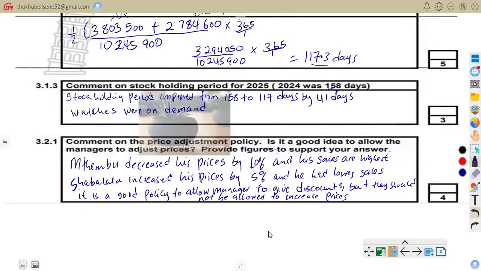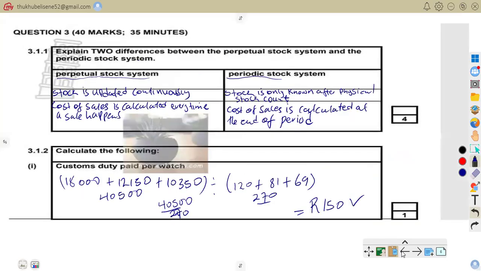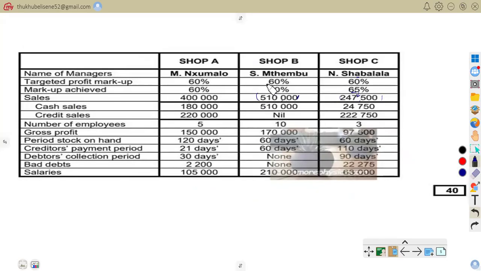I think what you're talking about is what you have seen. This is this. So I think it's clear now because we can see that a 10% discount was given by Mutembu and his sales increased. But this one increased it from 60 to 65%. He increases the prices. And what happened to his sales? His sales dropped and then his sales were the lowest one. So hope we are on one page.